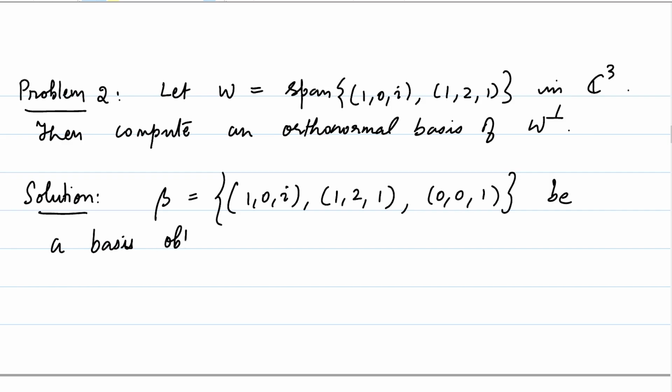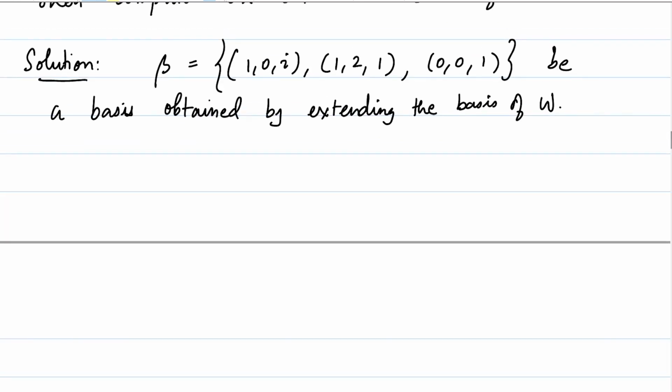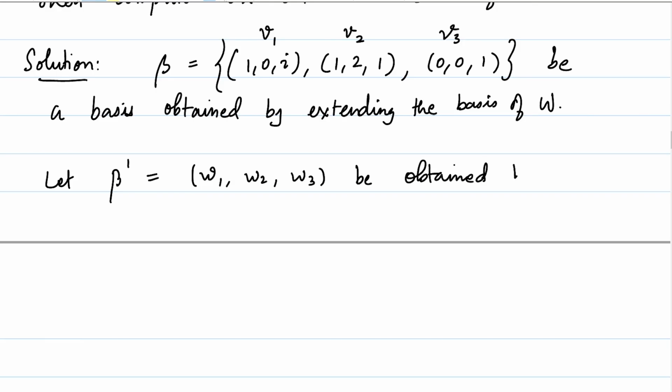So the first thing to check is whether it is a basis obtained by extending the basis of W. So that is what we have done. And suppose we have, let's call it V1, V2 and V3, and we orthonormalize this particular basis beta to obtain beta prime. So let beta prime equal W1, W2 and W3 be obtained by the Gram-Schmidt orthonormalization.